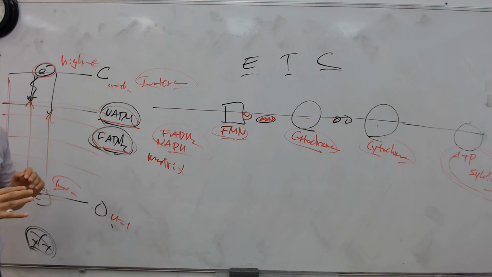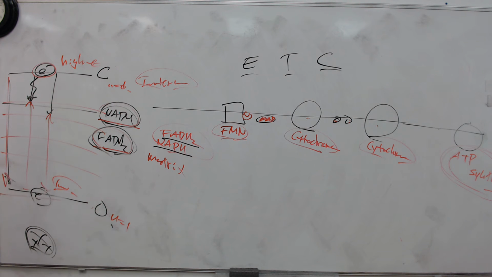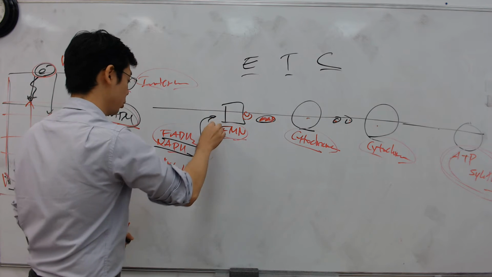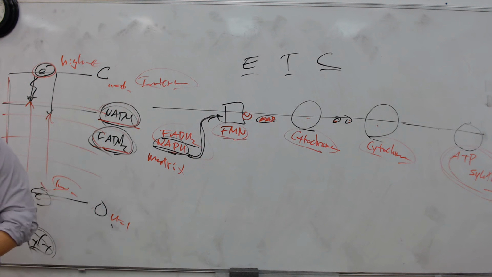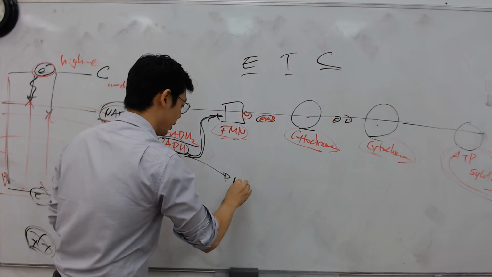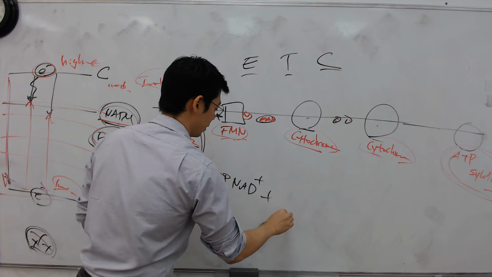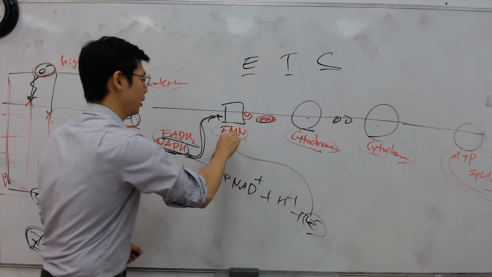So what they're doing is this. Basically, they're using NADH and FADH2, and the electrons are given to something. NADH gives the electron away to FMN. NADH turns into NAD plus H plus 2 electrons. Electrons are given to what? FMN.